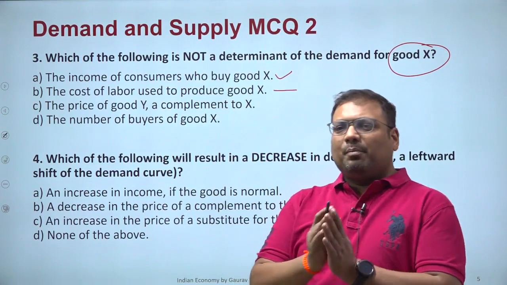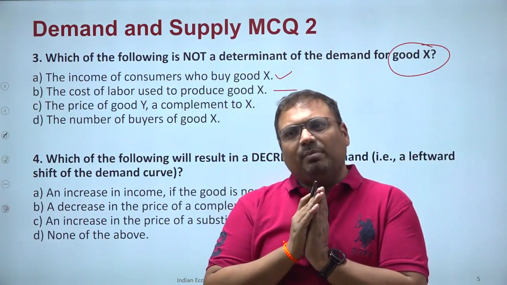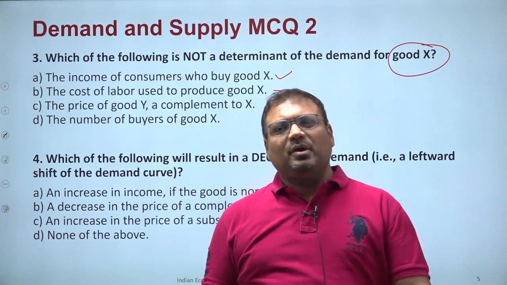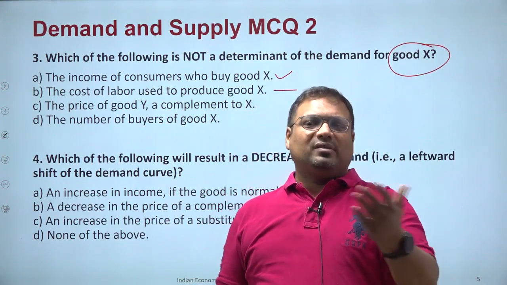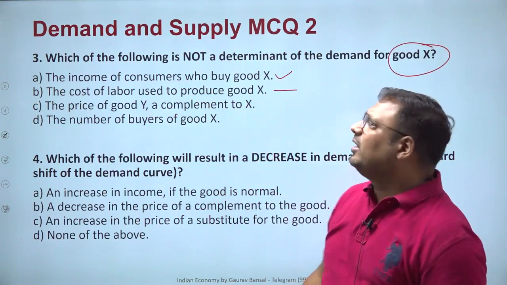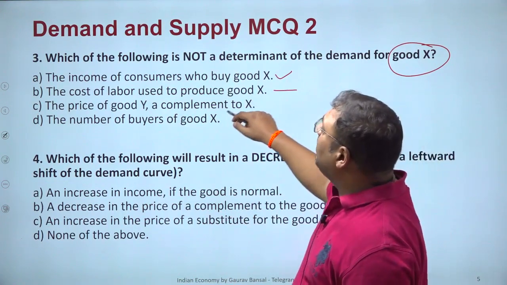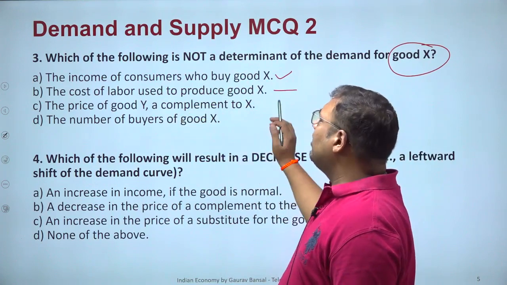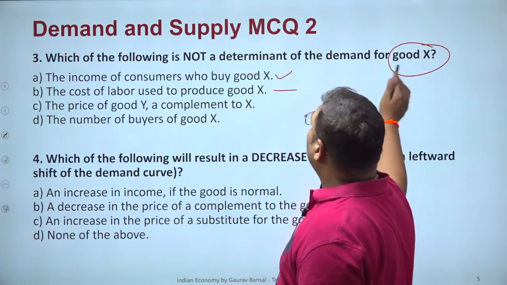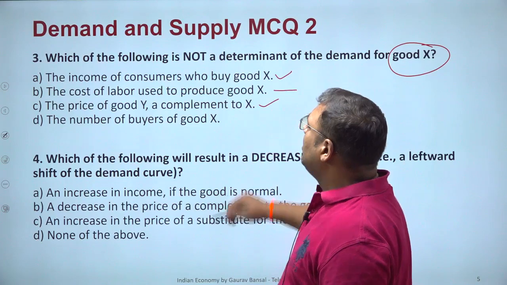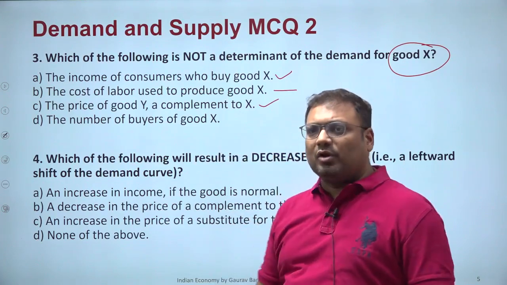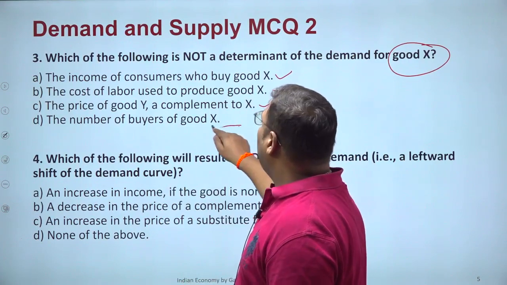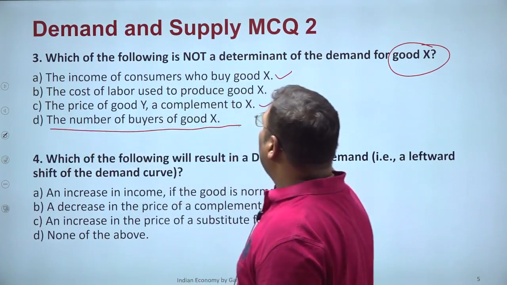For example, ink becomes very expensive, then people will not use fountain pen. Or if fountain pen becomes too expensive, people will stop using fountain pens, and then ink consumption will also decrease. So yes, price of competitive goods or related goods, whether complementary or substitute, they will affect the demand. Number of buyers, yes, the total demand definitely affects. So number of buyers also affects. In this case, answer is B.